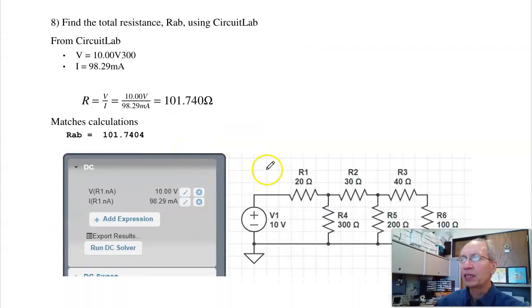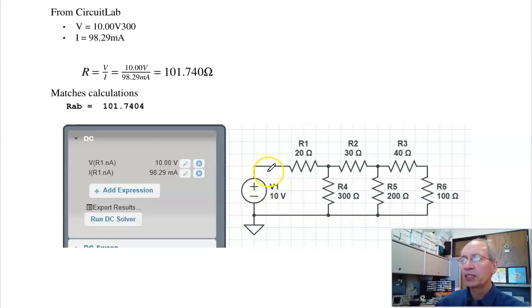And Circuit Lab again. Build the circuit, apply test voltage. We have 10 volts. The current coming in is 98 milliamps. The resistance then is 10 volts over 98 milliamps, 101 ohms. Same answer.